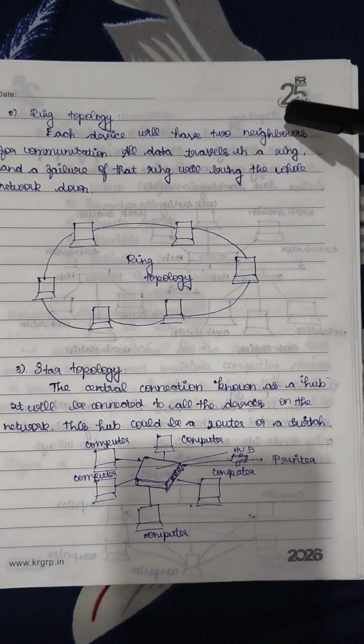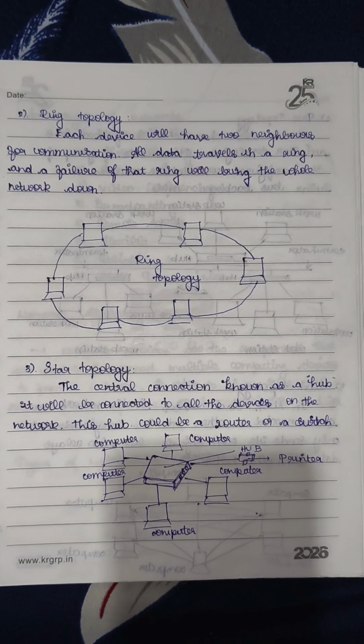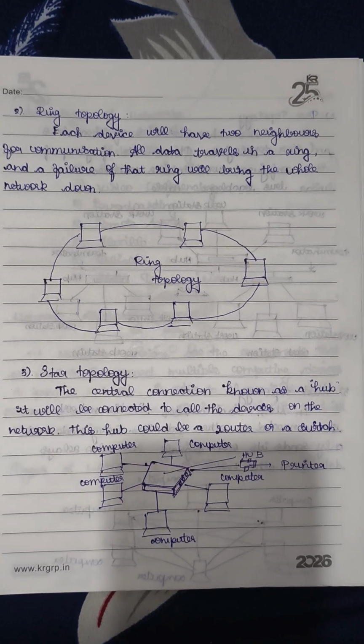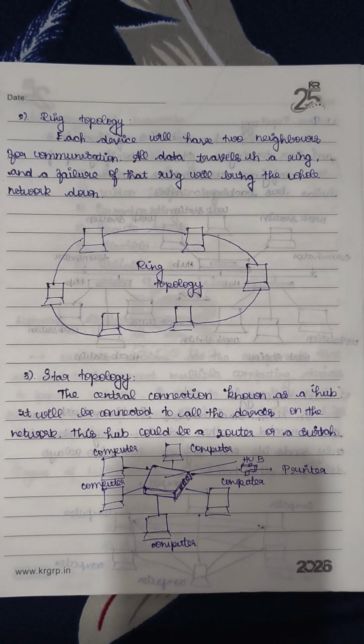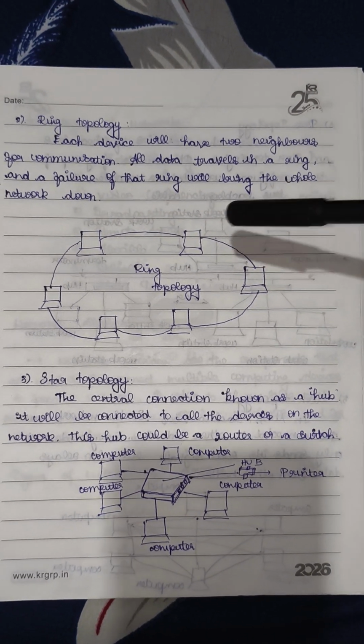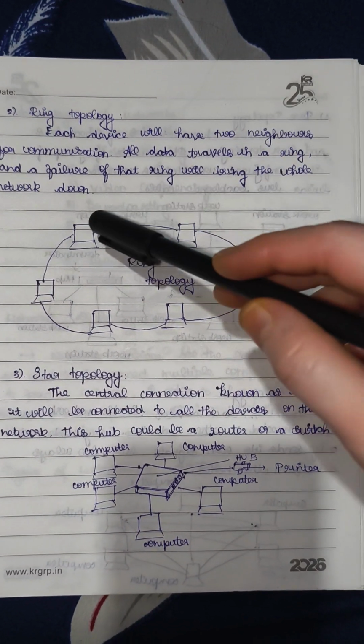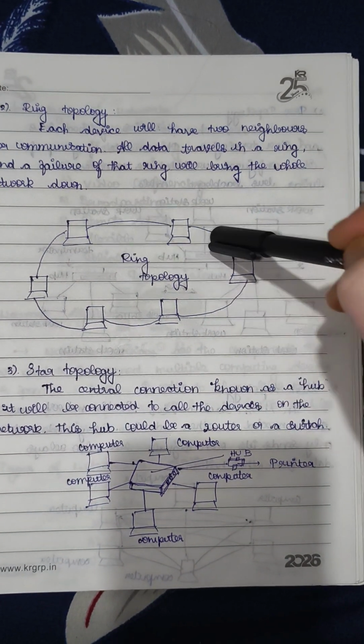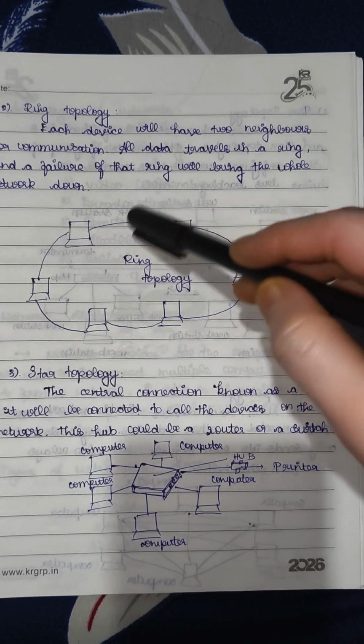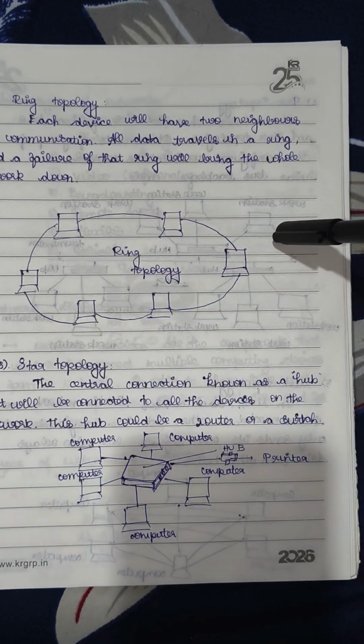So that has been given here. Each device will have two neighbors for communication. All data travels in a ring, and a failure of that ring will bring the whole network down. So that is what they are saying. So node to node, the neighbor will get communicated with the help of this ring. In case of any failure in this ring, the entire network goes down.